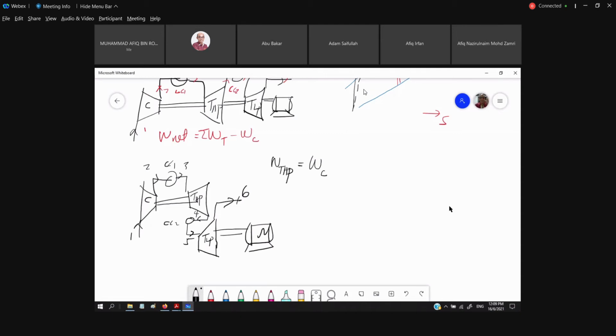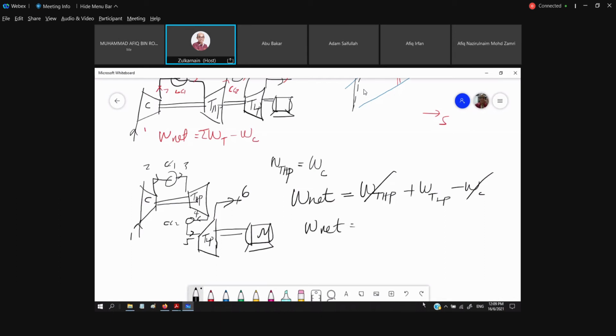Right, and then the W net is equal to what? Is equal to the summation of all the work, which is the work for the turbine high pressure plus the work for turbine low pressure minus W compressor. And the work compressor is equal to work turbine high pressure, so this is cancelled off. So what we can have is the W net is equal to the W low turbine expansion. Okay, so that is our W net.